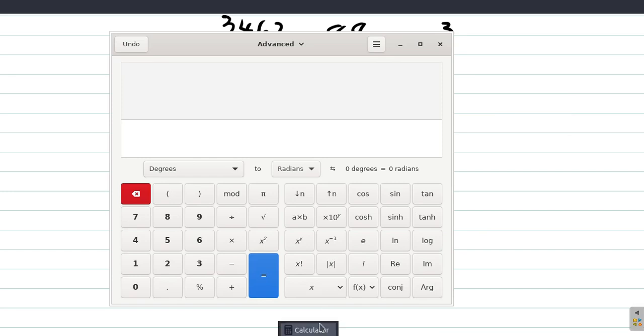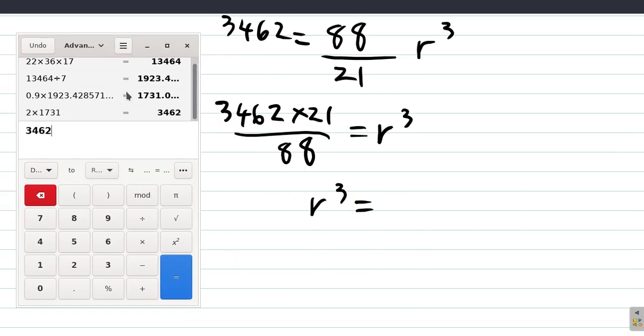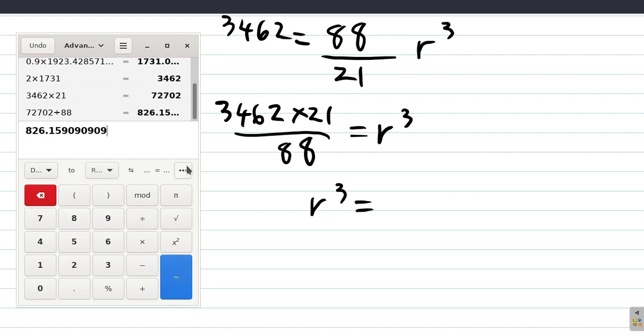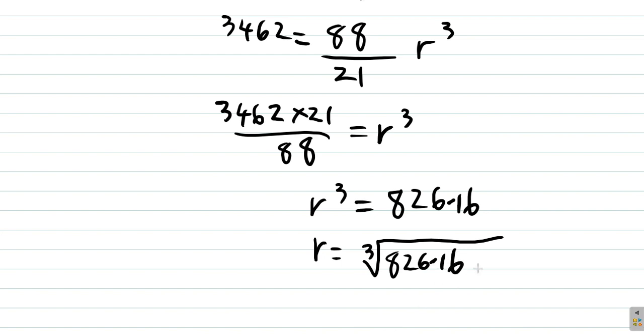So let us work it out and see what we get. 3462 times 21 gives us 72,702. Divide that by 88, we get 826.16. So 826.16 is r cube. R would be the cube root now of 826.16. So we can calculate r.